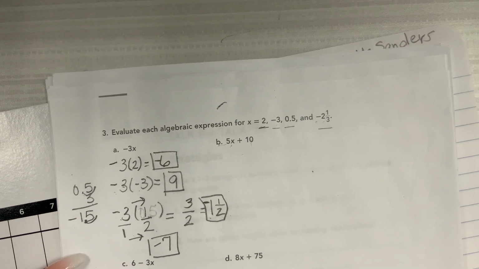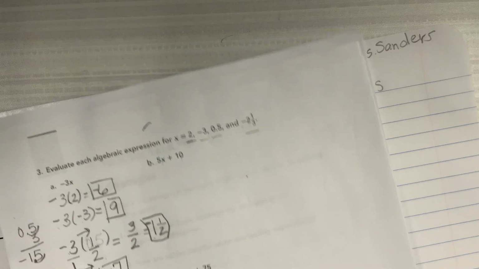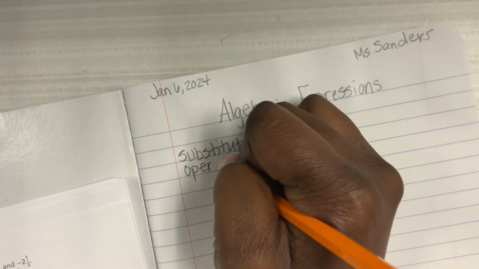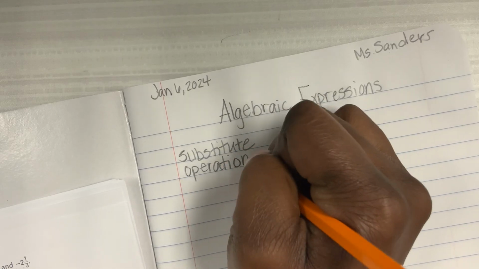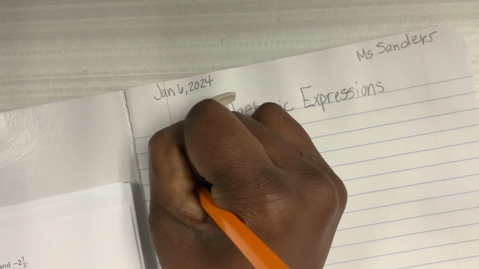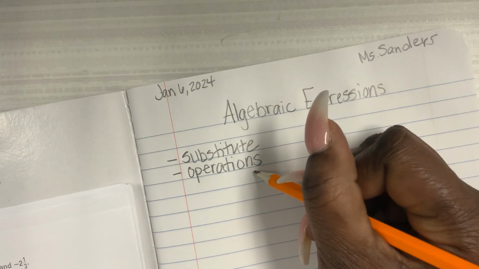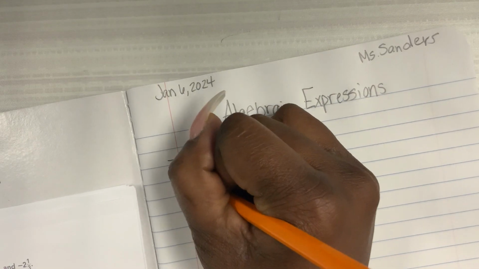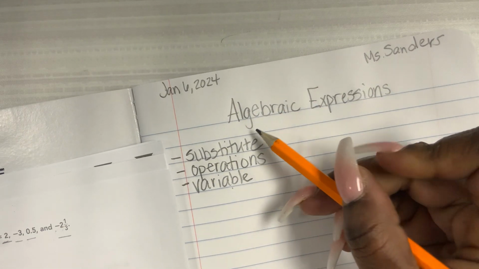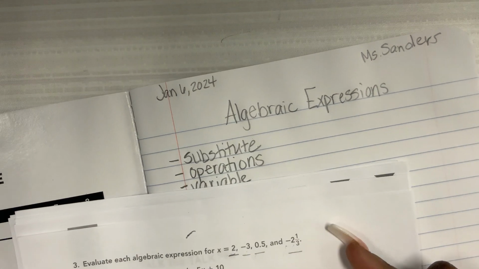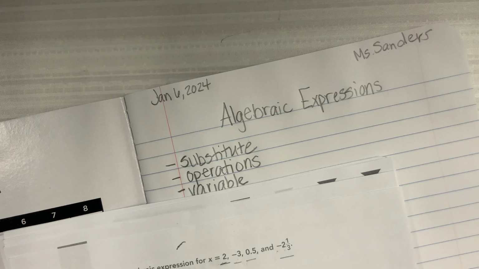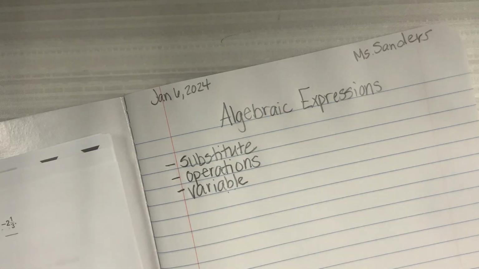And were all the equations the same? No, they all had different operations. So that's another name. Operations. That's another vocabulary word I'm going to be looking for when you're writing down what you're writing. Is substitute and operations. I'm also going to be looking for the word variable, because you had to substitute the variable for another number, some kind of number, before you perform that operation. So I just want you to write about it.